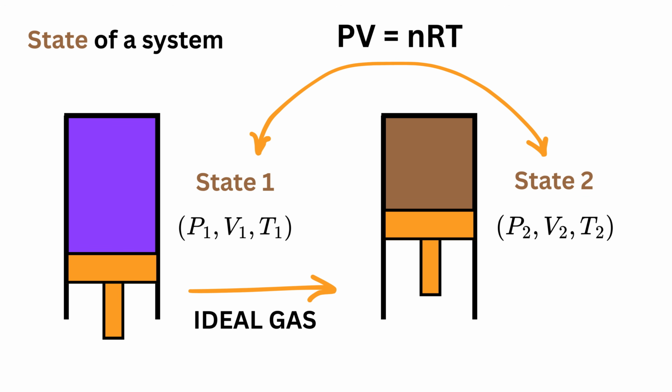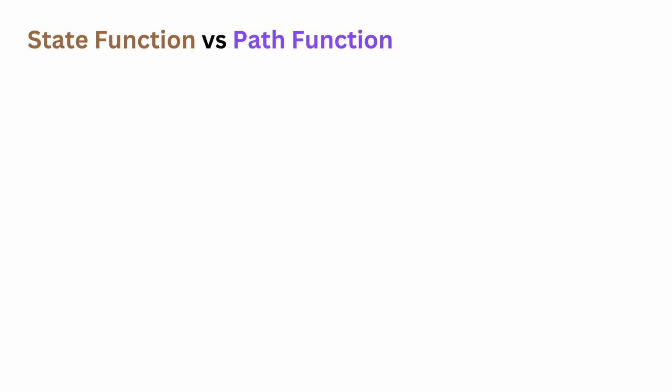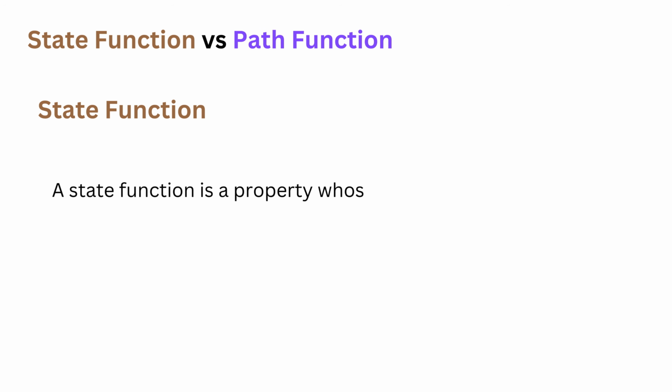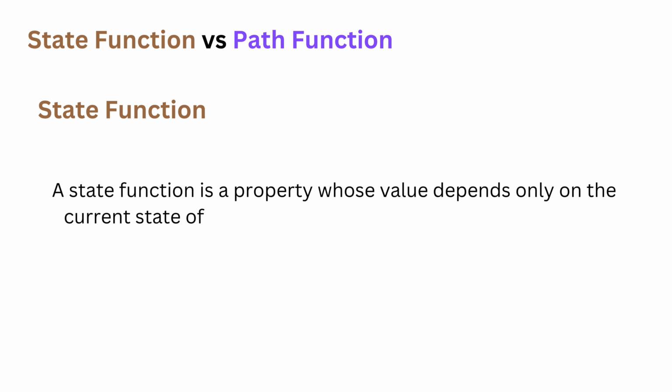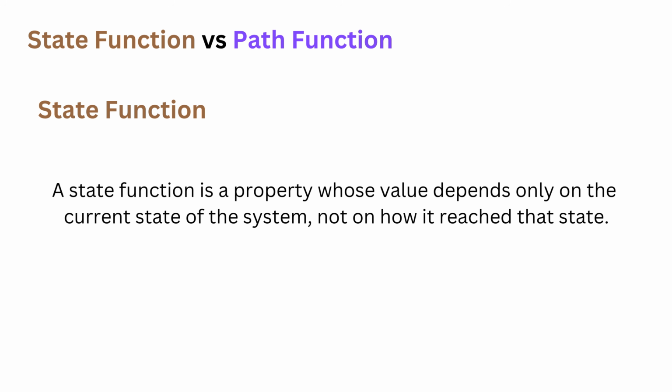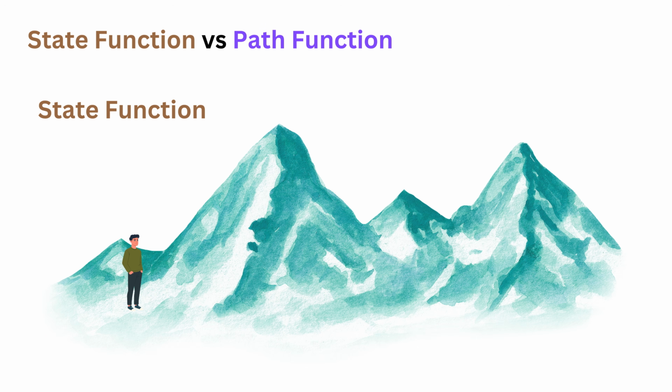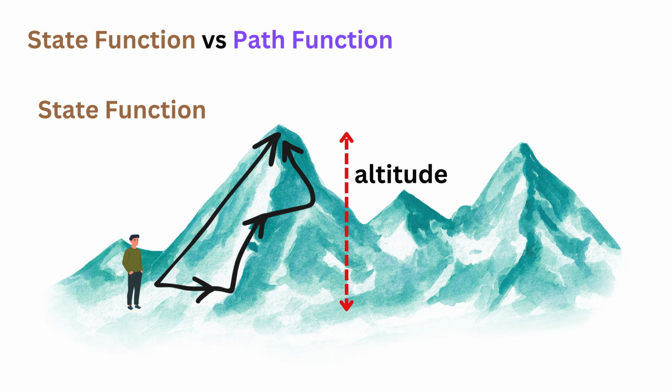Now, the next important concept in thermodynamics is the difference between a state function and a path function. A state function is a property whose value depends only on the current state of the system, not on how it reached that state. In other words, it depends only on where you are, not on the route you took to get there. Imagine climbing a mountain. Whether you take a steep path or a winding one, your altitude at the top is the same. Altitude depends only on your position, not on the path. Therefore, altitude is like a state function.